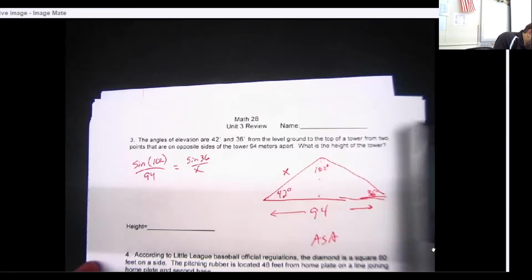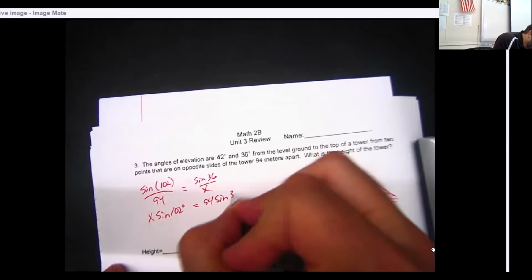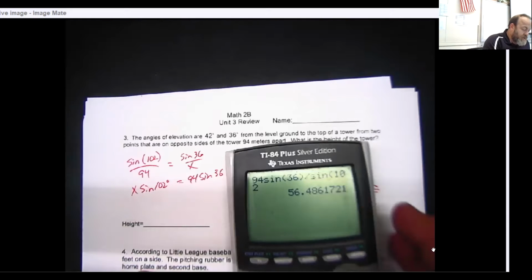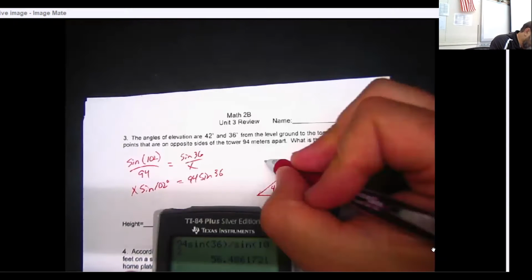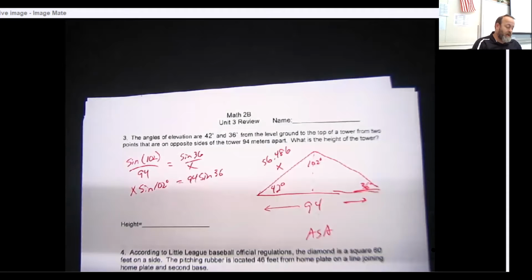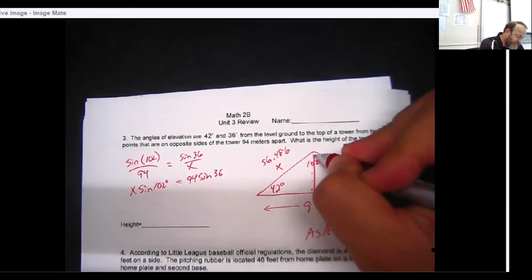Again, I just took x times the sine of 102 is equal to 94 sine of 36. Again, I did this divided by the sine of 102, and I just found out that this x right here is 56.486. Now, that sounds like we did a good job, but we're not quite there because it didn't ask for all that. It said, can we find the height of the tower right here?